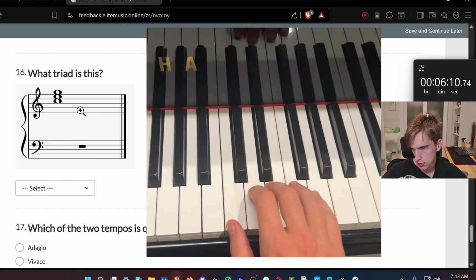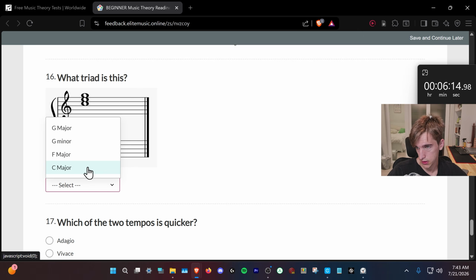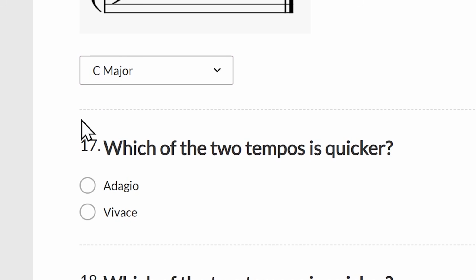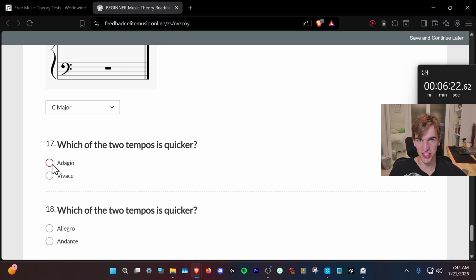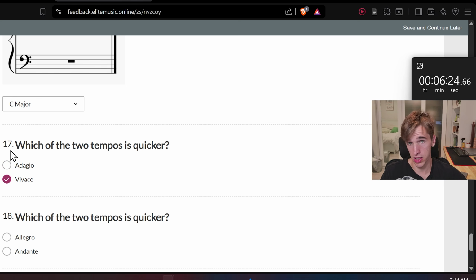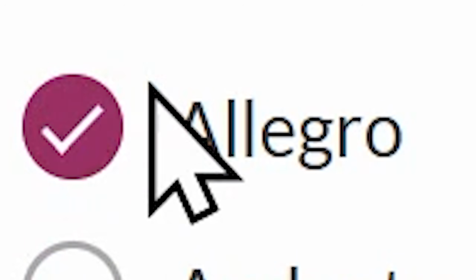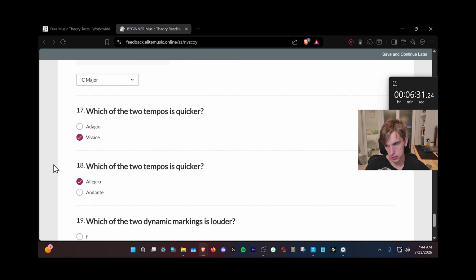We're just in C major. So C, E, G? Yeah, right? No nonsense. Brilliant. Which of the two tempos is quicker? Adagio, vivace. Are you kidding me? Adagio is like trudging, super slow. Vivace is with life. Again, which tempo is quicker? Allegro. Andante means walking, so it's not faster.